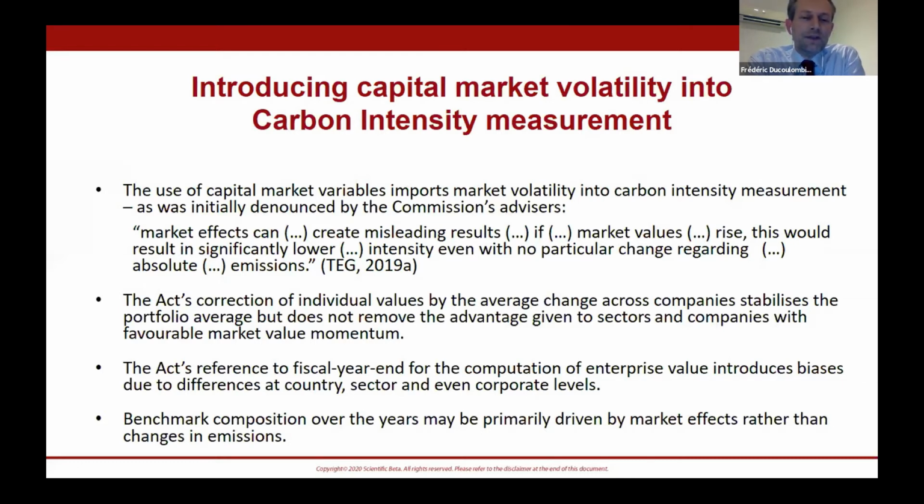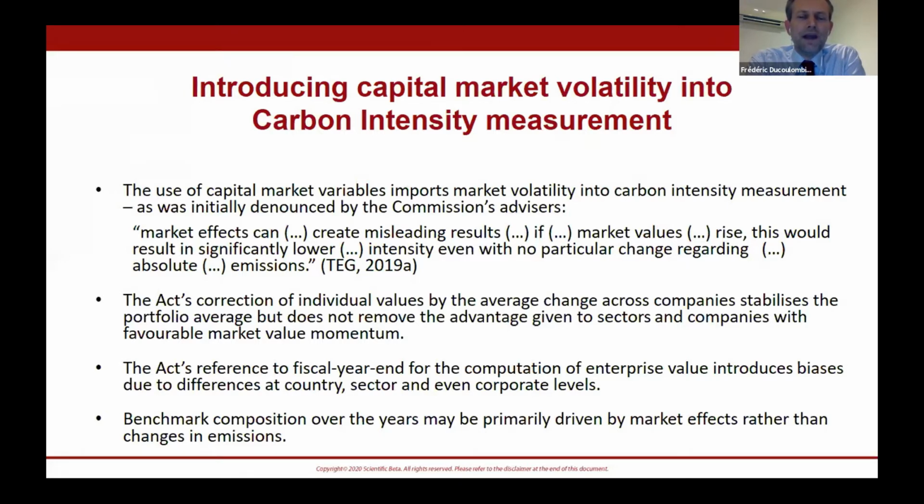Now, this reduces the volatility, yes, but it does it on the base of the average change, and this leaves an advantage for the sectors and companies that have a favorable market momentum, because their enterprise value will have increased significantly, and even if you divide by the average change in the market, they are still favored.